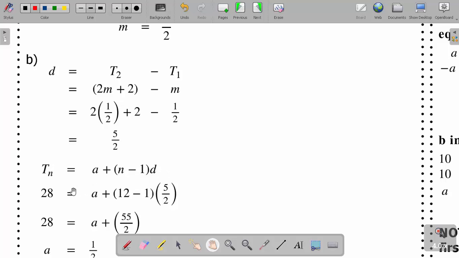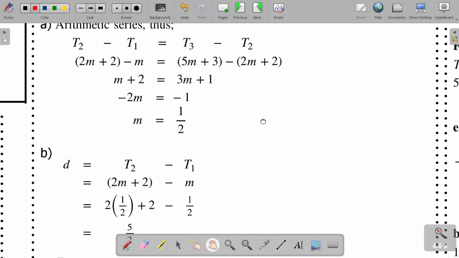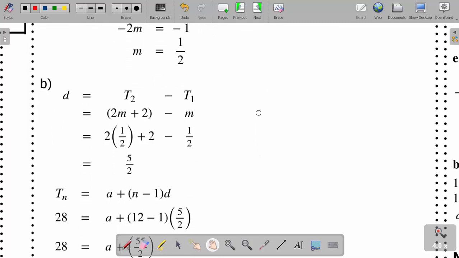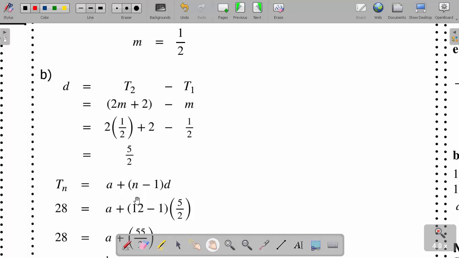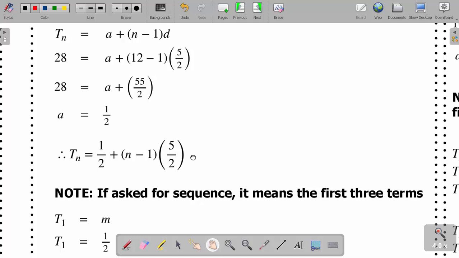Remember that they said if the 12th term is 28, determine the sequence. So meaning T12 is 28. So where I have n, I'm going to put 12, then I equate to 28 here, okay? Now that my d is 5 over 2, which is here, guys, I can get my a. So this is my a, which is a half here. So that is a equals a half. After getting my a, then I can have my general term Tn equals a half plus n minus 1 times 5 over 2. Hope we are still together.